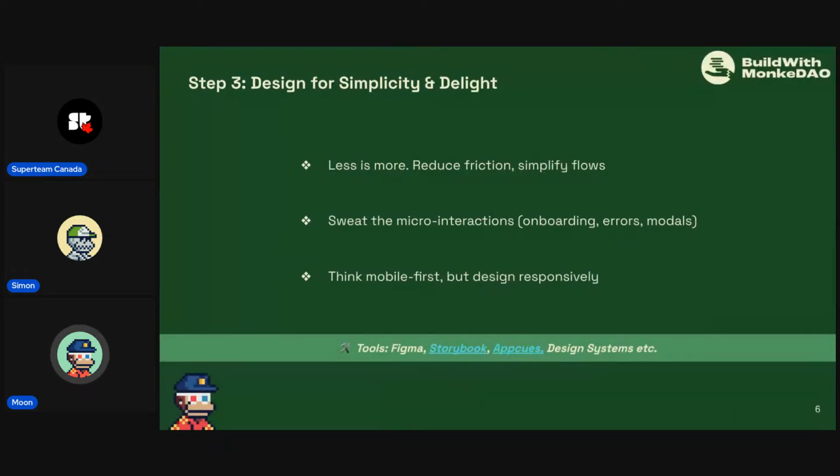The third step in building a world-class product is obviously design for simplicity: reduce friction, simplify the flows, and more often than not, less is more. Make sure that you're building a product that users have an easy time using. It makes their lives easier. A product that adds complexity to an end user's problem is probably not going to be very, very successful.